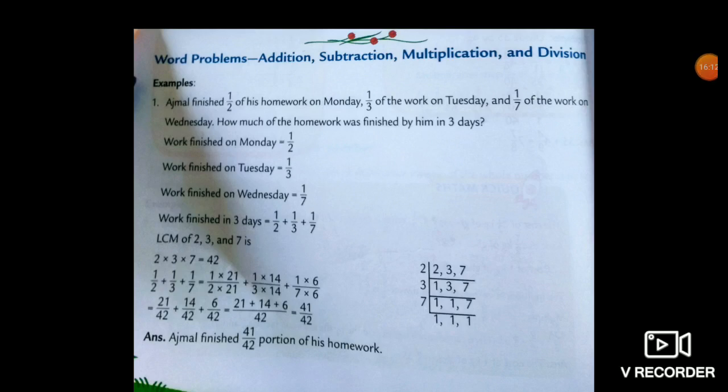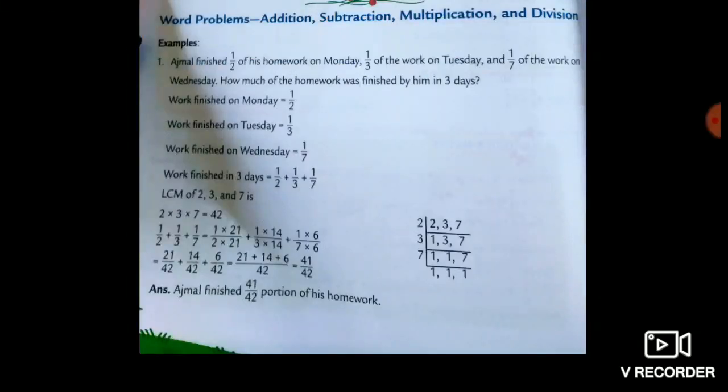Next I am going to explain word problems of all methods. In this exercise 4.10, we apply all the methods of this chapter: addition of fractions, subtraction of fractions, multiplication of fractions, and division of fractions. So in these word problems, we apply the methods by understanding the questions. Whatever question is given, we understand it and apply the particular method.